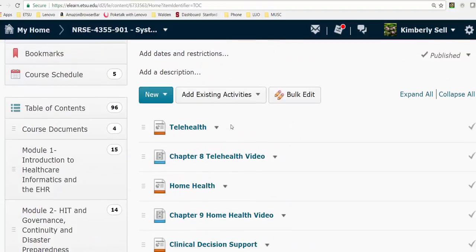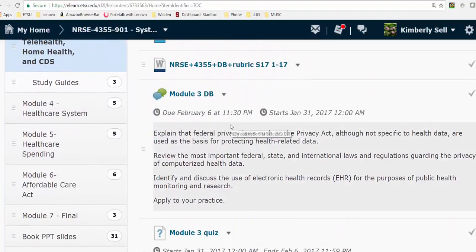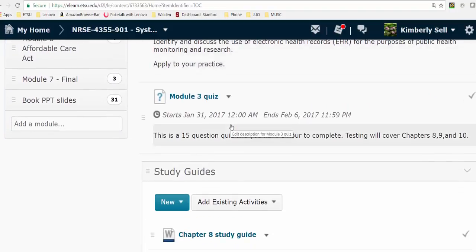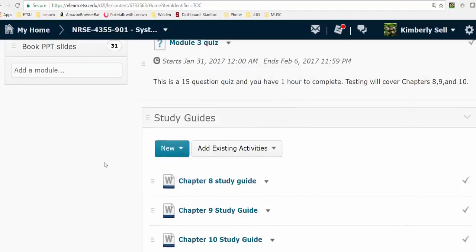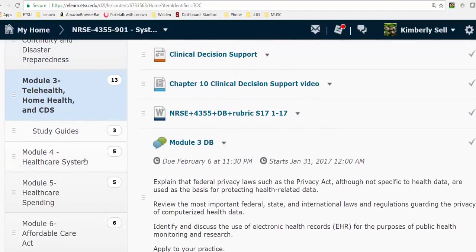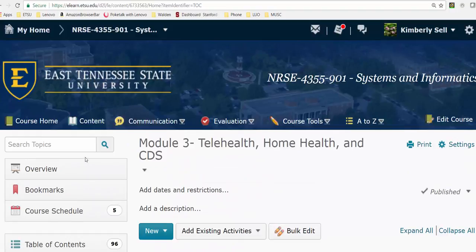And then Module 3 is set up the same way. I don't know why it started me at the bottom. But there are all your lectures, and there are your PowerPoints, and there's your discussion board, and then you have a quiz. So the quizzes, again, have study guides if you need them. And then I went ahead and added in the clinical dashboard just to start having you think about it, as you need to get started on that. So that's basically how each module rolls, the exact same way.